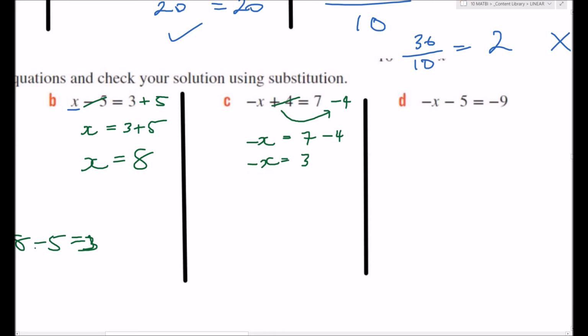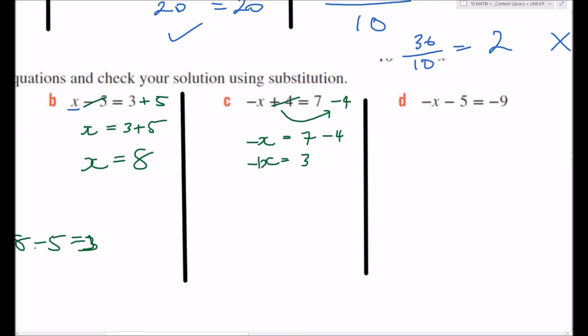Okay, now we're not finished. You can't end with that x being a negative. Remember, the x, you need to isolate it, make it by itself. So remember there's a 1 here. There's a magic 1 that we don't see here. So that's really a negative 1 times x.